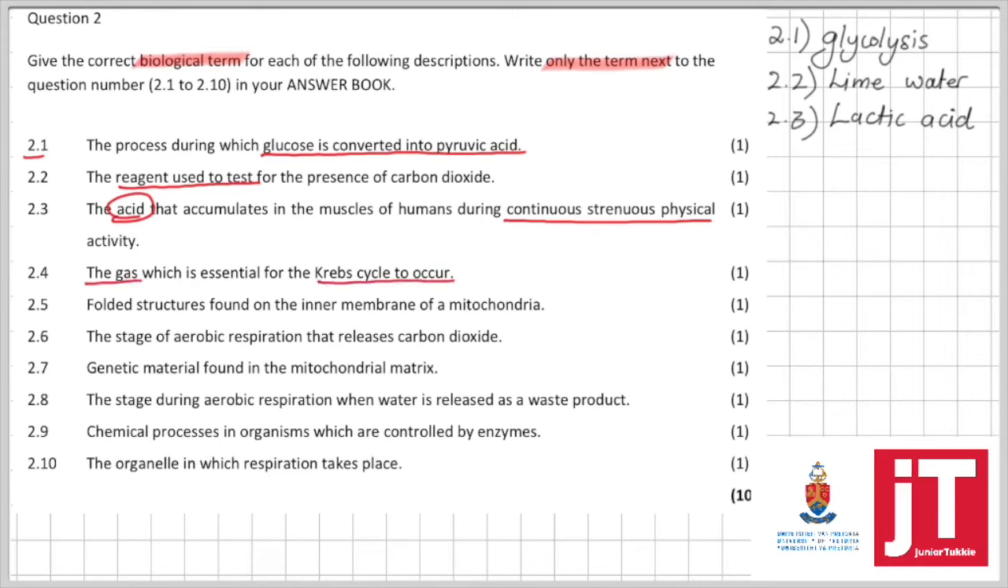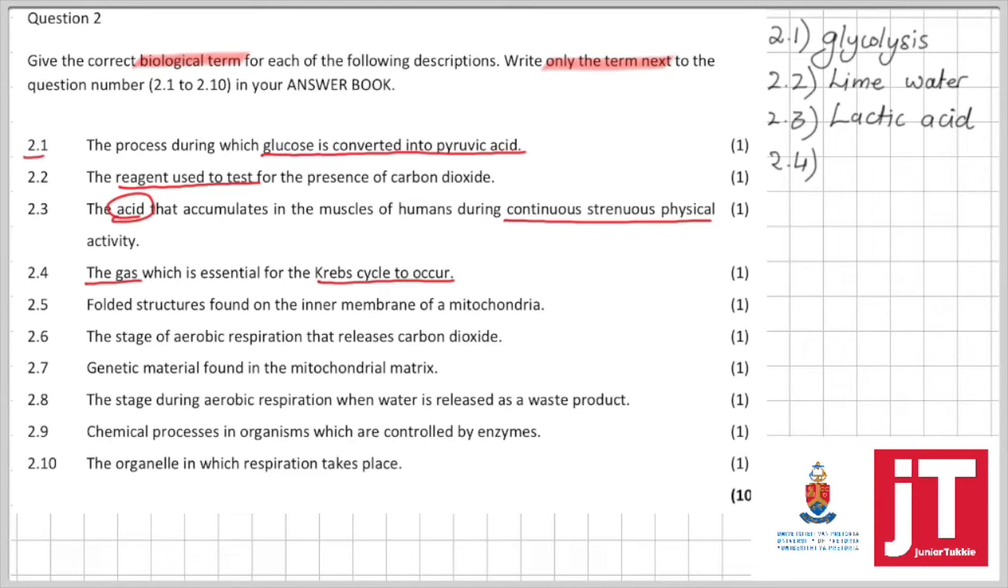Okay, let's move on to question 2.4. The gas which is essential for the Krebs cycle to occur. Now, if we know our process well, we'll know that even in glycolysis, there isn't a gas that is necessary for glycolysis to take place. And if we know the Krebs cycle, the second phase of cellular respiration, there's also no gas really directly related to the Krebs cycle. But I'm not going to have my acetyl-CoA enter the Krebs cycle unless there is oxygen present for oxidative phosphorylation, that last process of cellular respiration.